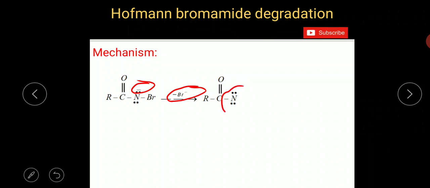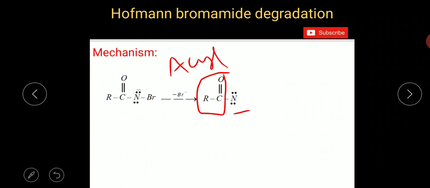On nitrogen atom you got 6 electrons here, 2 lone pair of electrons and 1 bond pair of electrons. And a reaction intermediate containing 6 valence electrons on nitrogen atom is called a nitrene. So it's a nitrene, with RCO group bonded to nitrogen. So acyl nitrene. Acyl nitrene is formed. In this acyl nitrene, rearrangement takes place.